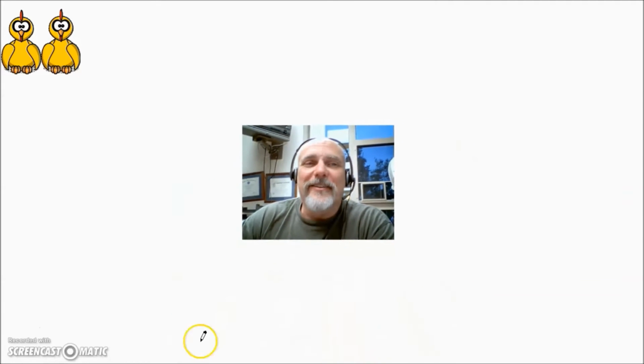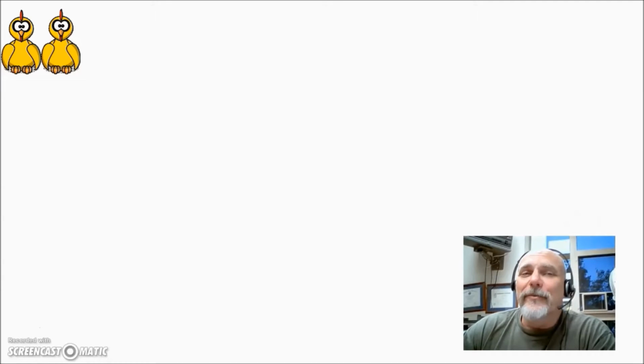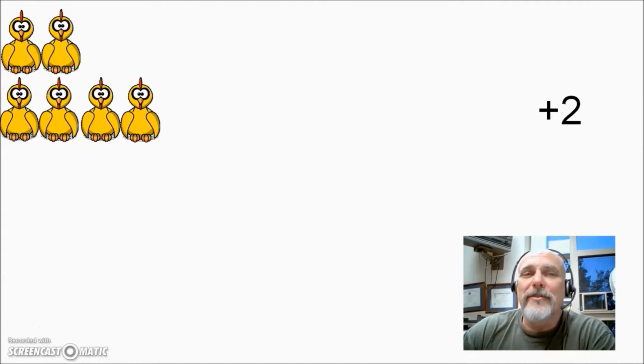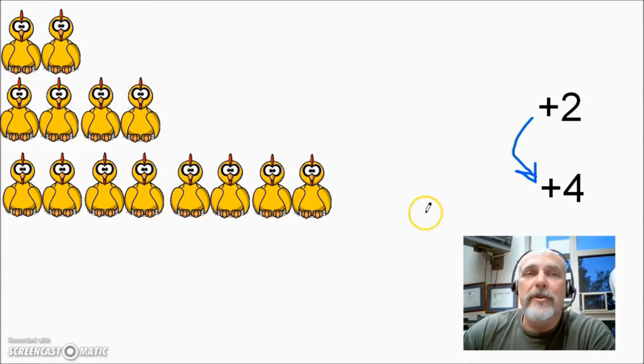Okay, let's take a look at this hypothetical bird population. We're starting with one pair, and that population over time doubles. So now we have four total birds. That was an increase of 2 birds, that first generation. Now the next generation, we double it again. So we had 4, now we have 8.